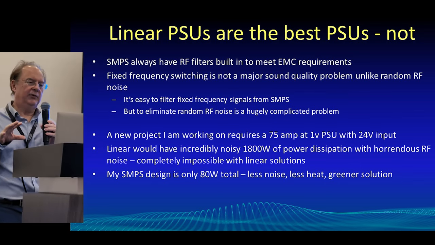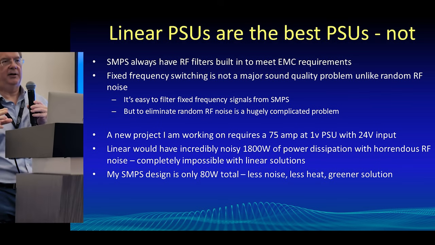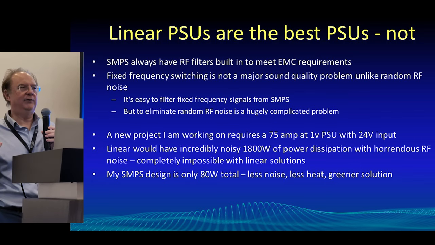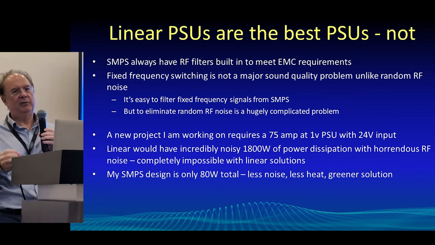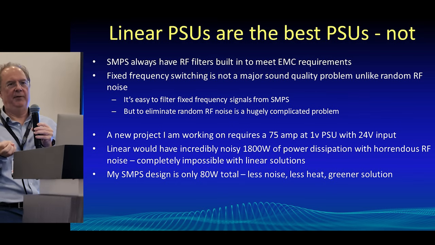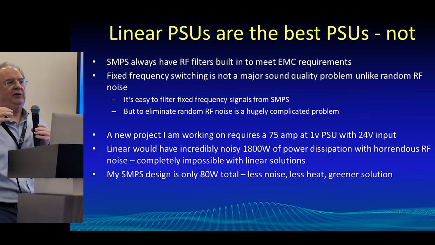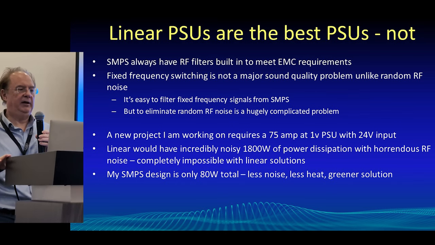Eliminating the fixed frequency signal was very easy to do. You could do it with a simple inductor and a capacitor, and you'd end up with a two-stage filter, you'd end up with picovolts worth of level. Random noise was almost impossible to eliminate, particularly when you started worrying about 10 gigahertz. You had to use a very complex filtering structure to get your random noise down to picovolts.